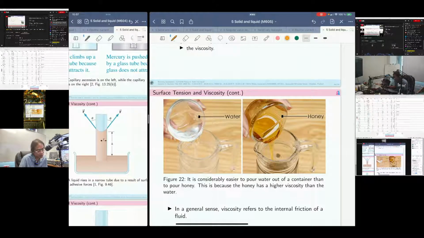Get into the jar. And with this experiment, it means that the honey has more viscosity than the water, right? And yeah, it means that honey has more friction in different layers of its liquid. Okay, it's considerably easier to pour water out of the container than to pour honey. This is because the honey has a higher viscosity than the water.